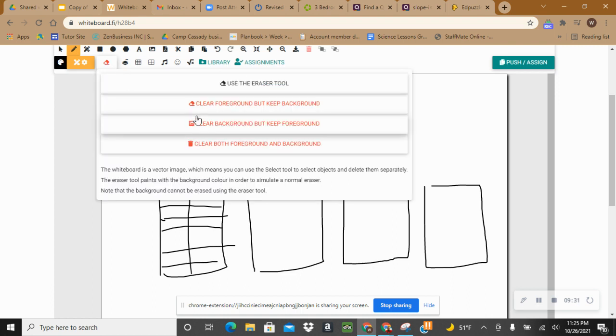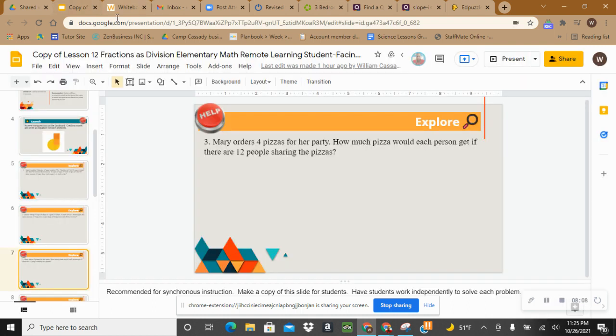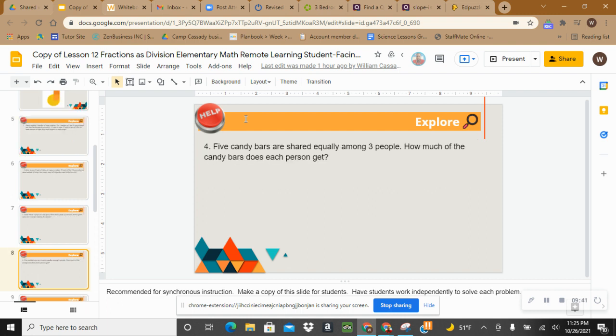That was number 3. Next, remember, replay the video, listen to how I'm talking about it, and show your work that way. Number 4, 5 candy bars are shared equally among 3 people. How much of the candy bars does each person get? Circle the number 5 and 3. Underline how much of the candy bars does each person get.